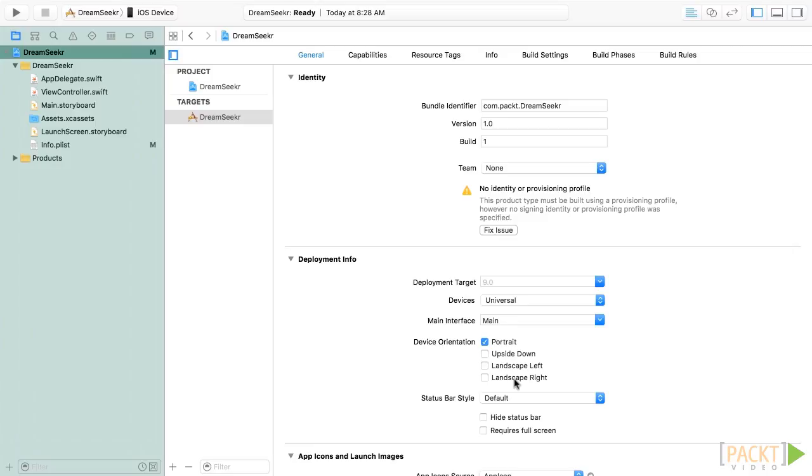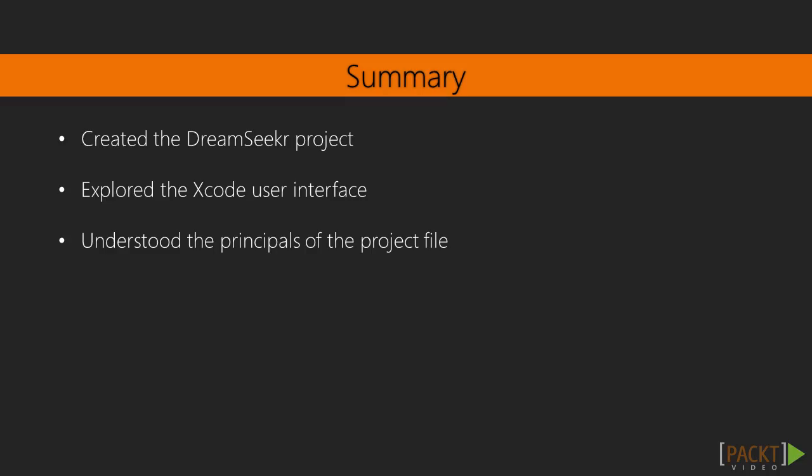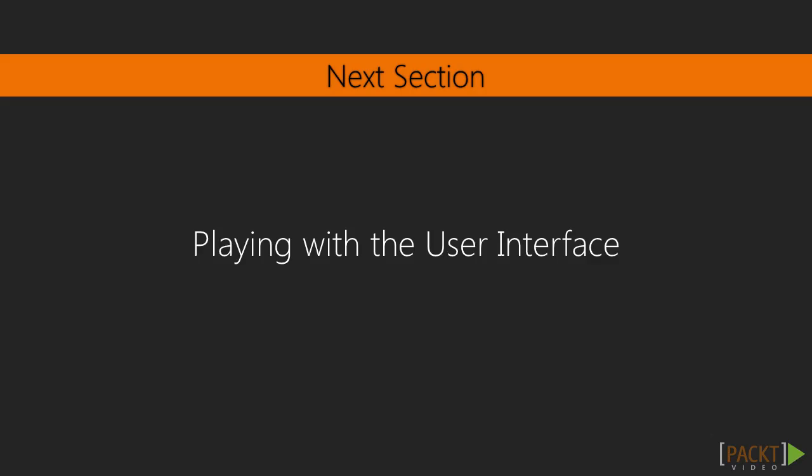So in summary for this section, we've created our Dream Seeker project and we've got everything set up ready to begin coding. We've explored the Xcode user interface and got to know some of its core functionality. And we've understood the principles of the project file, its build settings, and the difference between project and targets. In the next section, we're going to begin playing with the user interface so we can get our application started.